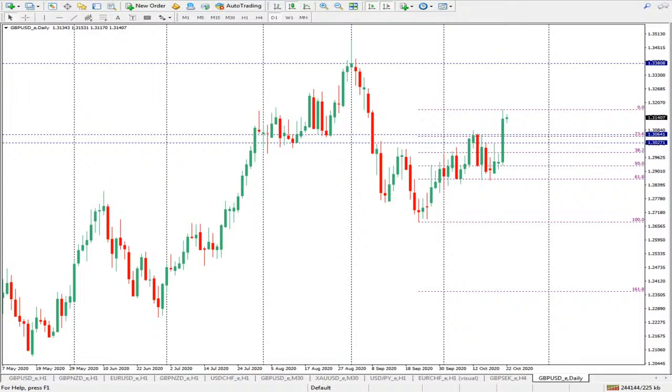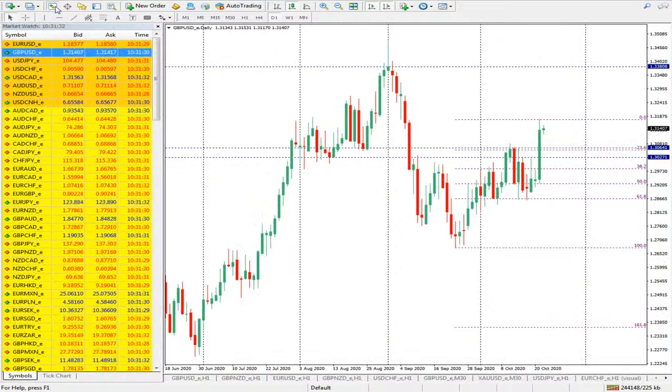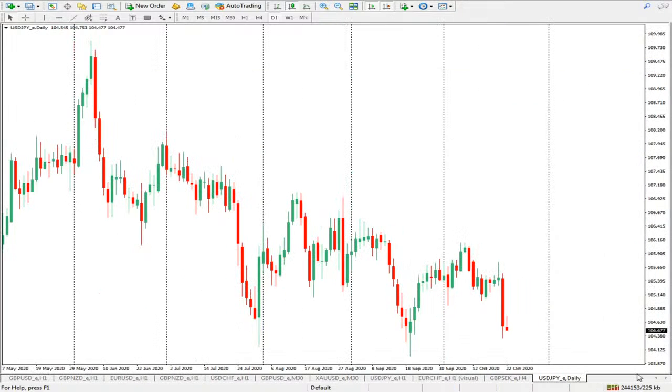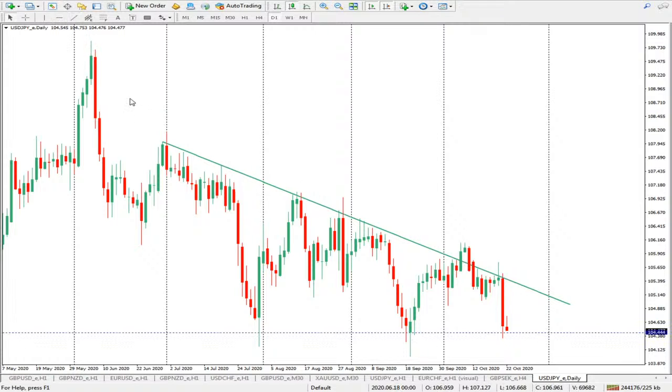Let's move forward to our next symbol. We'll move to USDJPY. This is bearish. It's very much bearish, and so far the price has hit our take profit. We had a trend line at this point here, and then we had a support here. Then we had something like this.